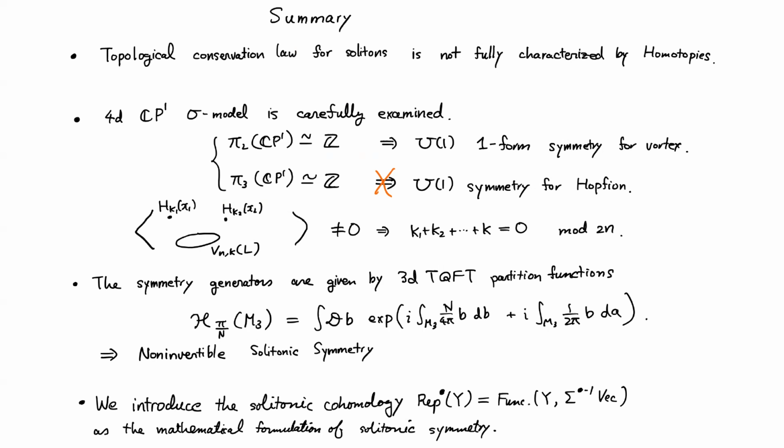So the U1 symmetry becomes subtle, and actually, looking at this kind of mixed correlator between a point-like defect and a line-like defect, we can see that this symmetry selection rule can be reduced depending on the monopole number of the line operator. And the good resolution turns out to be given by a 3D TQFT partition function, Chern-Simons partition function coupled to the CP1 sigma model. And this nicely describes the selection rule for this kind of mixed correlator. Because symmetry generators are now given by the 3D TQFT partition function, we see that solitonic symmetry also becomes non-invertible or categorical. And in order to understand the mathematical structure behind this non-invertible solitonic symmetry, we are proposing the solitonic cohomology using the cobordism hypothesis, and this would be a good candidate for the mathematical formulation behind solitonic symmetry. So that's everything. Thank you very much for your attention.